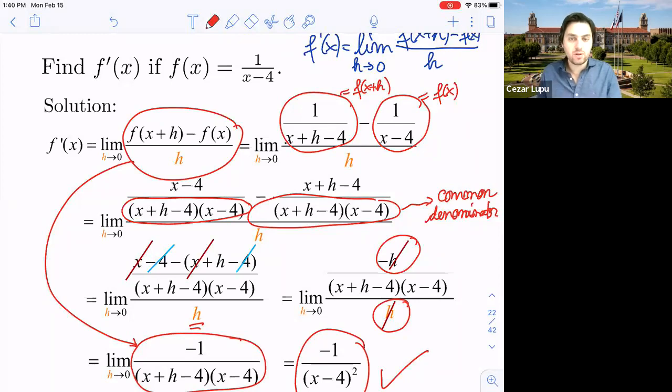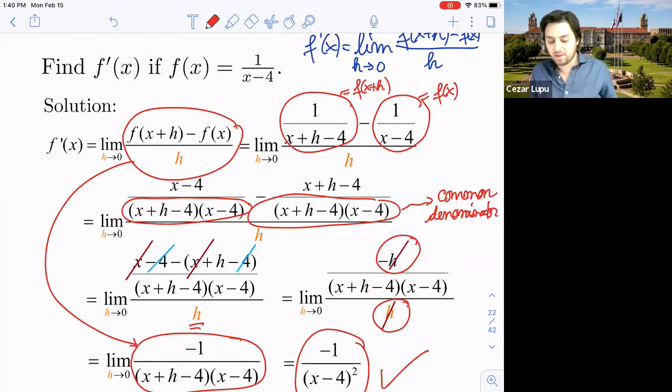No problem with h. The only thing you need to work on is the numerator. Since you know who f of x is, you know who f of x plus h is, you replace them and try to do the algebra. At the end, once you do the algebra, you take the limit as h approaches 0, and then you'll get the result. That's the philosophy. It's pretty straightforward.